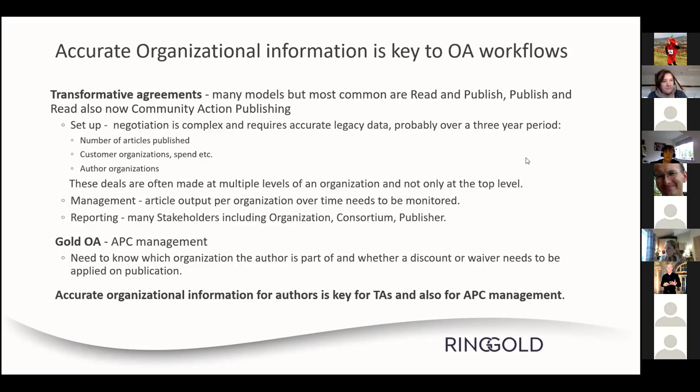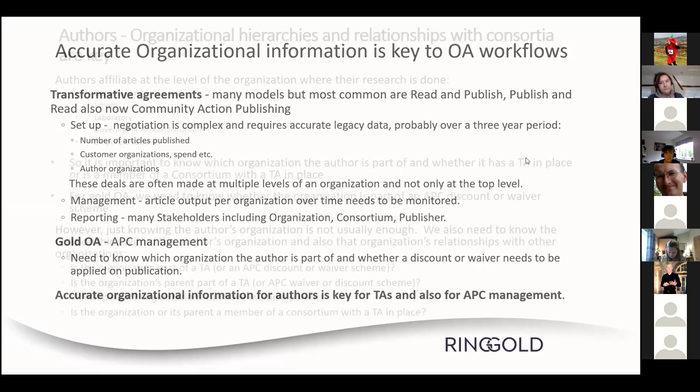Once the deal's up and running, they've got to be managed over time, looking at where articles are coming from, which organizations. And often these deals are made at multiple levels of an organization. They're not necessarily just at the top level, they can be at department level, and they can also be made with a consortium. So there are lots of different stakeholders involved. And certainly for Gold OA, you need to know for APC payment whether an author at an organisation has a discount or waiver for the APC. So accurate organisation information is key for transformative agreements and for APC management.